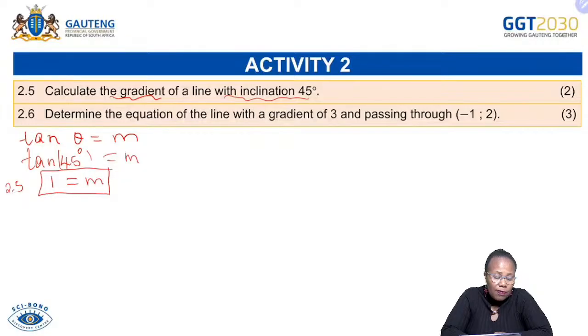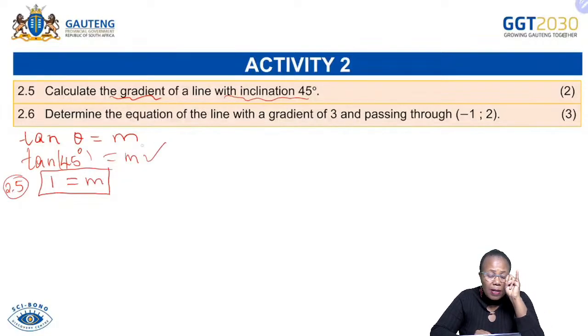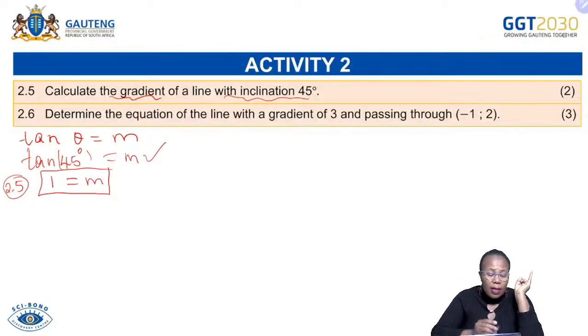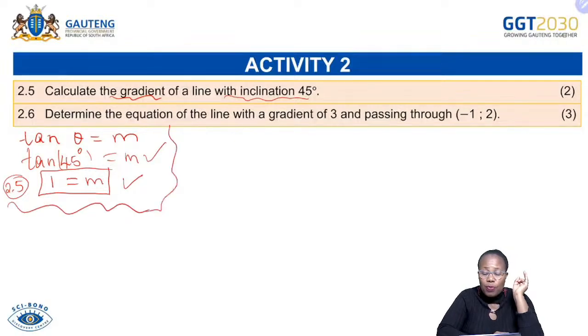That is your 2.5. And then now mark allocation is 2 marks. 1 mark will be substitution of 45 into the correct inclination formula. The second mark will be for your gradient. There you are. You have your 2.5 solution.